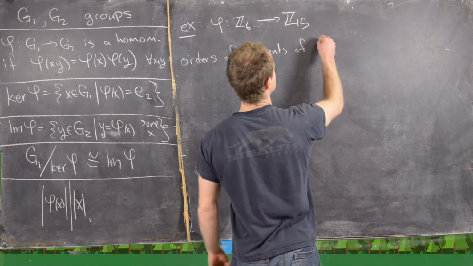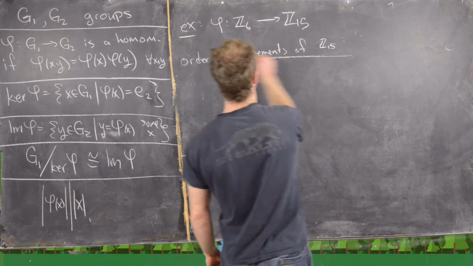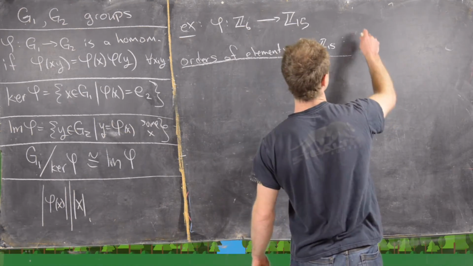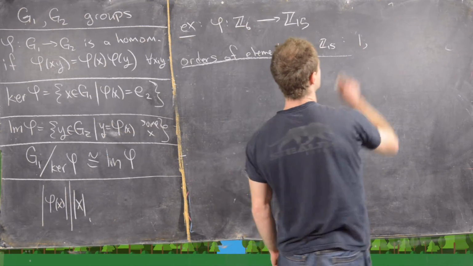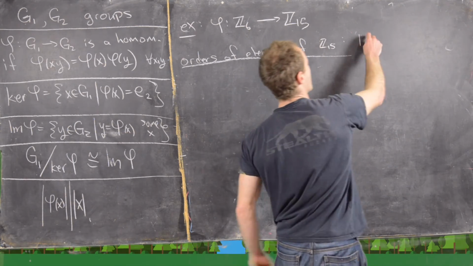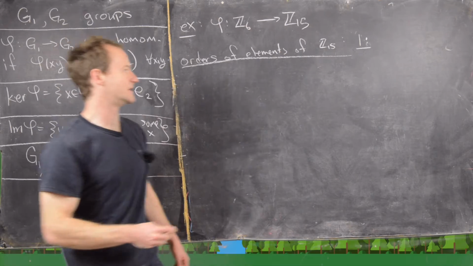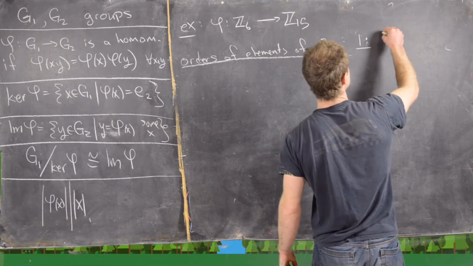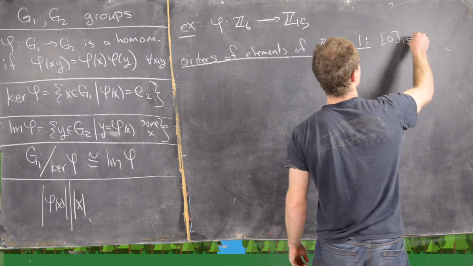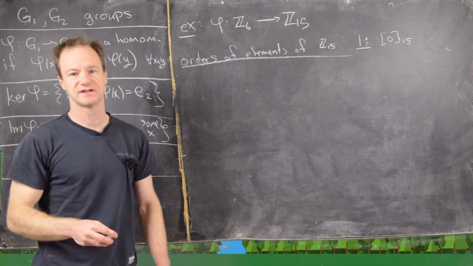So let's first notice that orders of elements of Z15 are only two possibilities. Well, I should say three possibilities. You could have something of order 1. And now let's go ahead and list the elements of order 1. So we have the identity, which is 0, the equivalence class of 0, I should say.